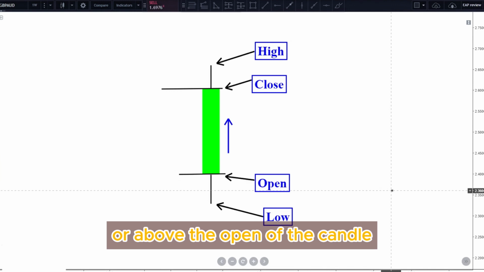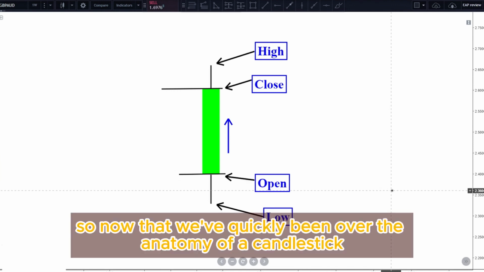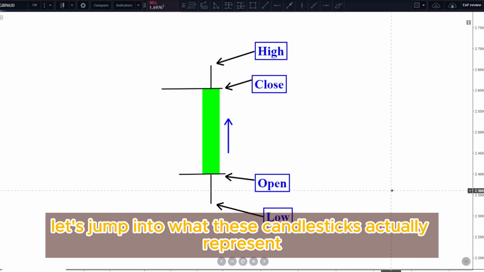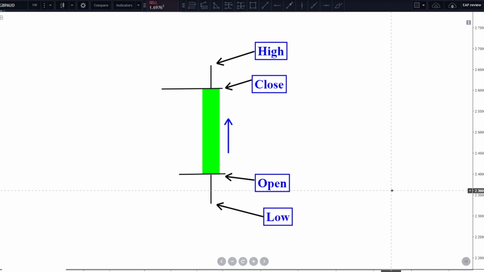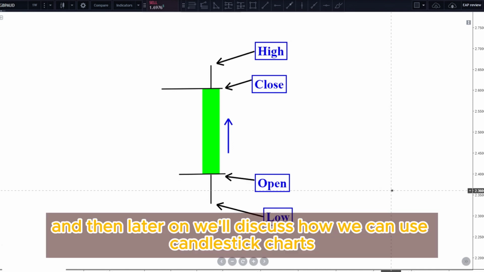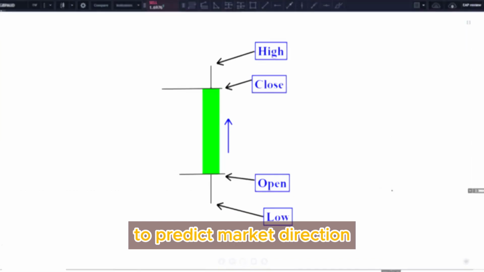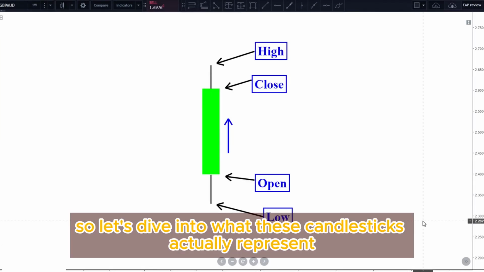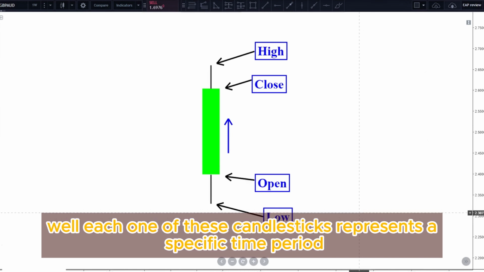Alright, so now that we've quickly been over the anatomy of a candlestick, let's jump into what these candlesticks actually represent. And then later on, we'll discuss how we can use candlestick charts to predict market direction. Alright guys, so let's dive into what these candlesticks actually represent. Well, each one of these candlesticks represents a specific time period.